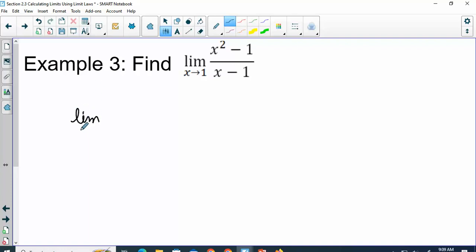Look at the top for a second. X squared minus 1. Difference of squares. We reviewed factoring at the beginning of the semester. And we know that would factor into x plus 1, x minus 1. Now, you have to write the limit. You have to put that limit on every single step until we evaluate the limit.